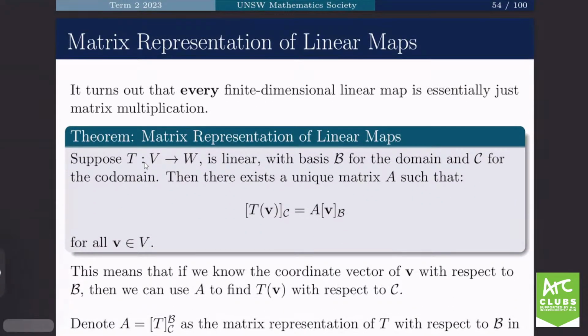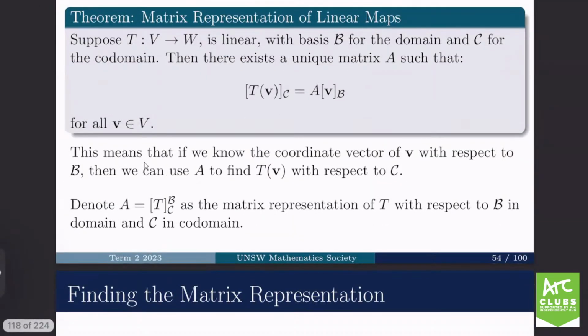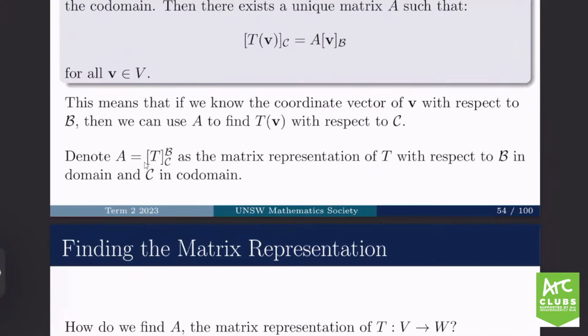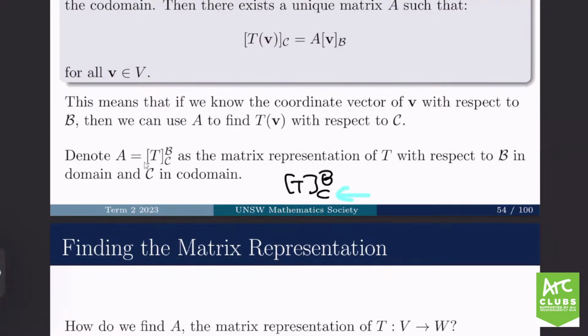So essentially, I guess one way of writing this matrix A is as this. So we have T, B, C, okay? And this is telling us that we have the linear transformation T written with respect to these bases: C in the codomain and B in the domain.